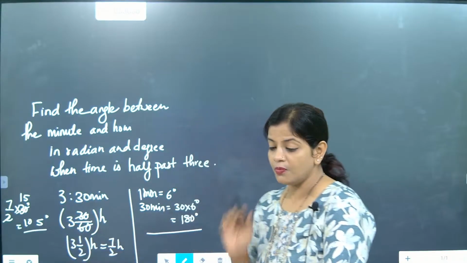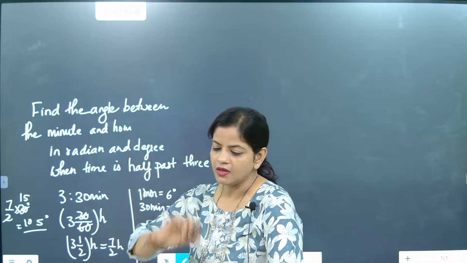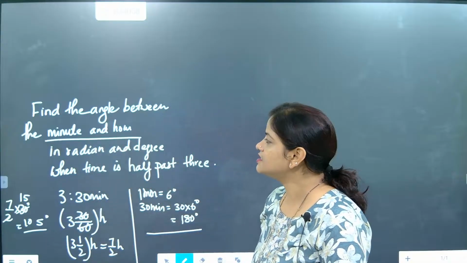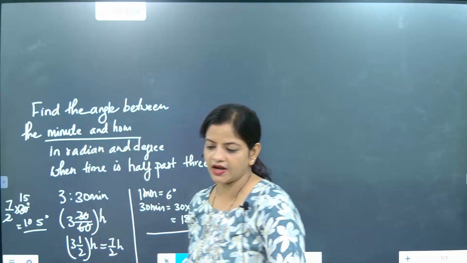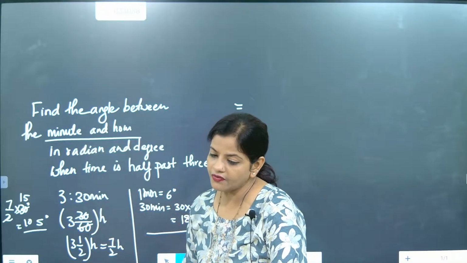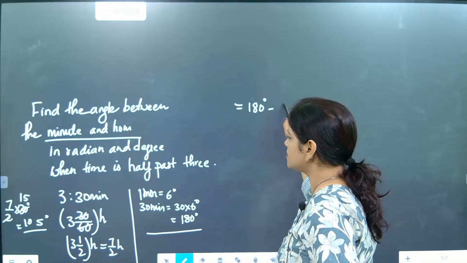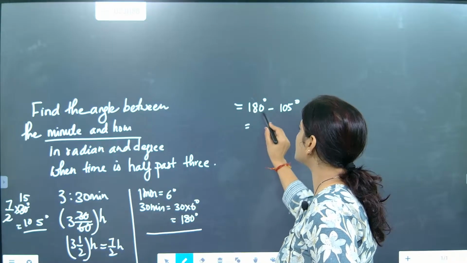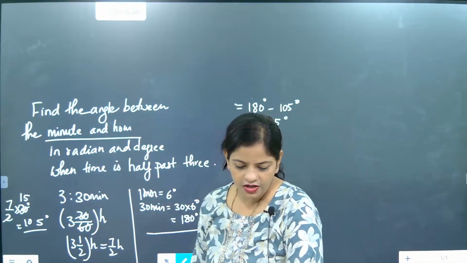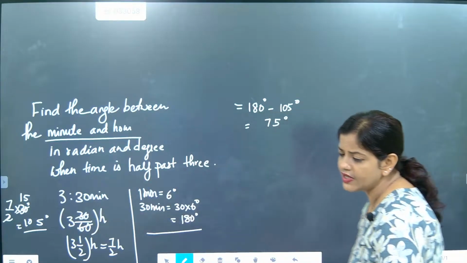When minute hand subtending is more and hour hand subtending is less, that means the minute hand angle is more. In the question, the angle subtended is between minute hand and hour hand. So from minute hand you have to subtract hour hand. 180 degrees minus 105 degrees, so it is coming as 75 degrees. Understood? 75 degrees.